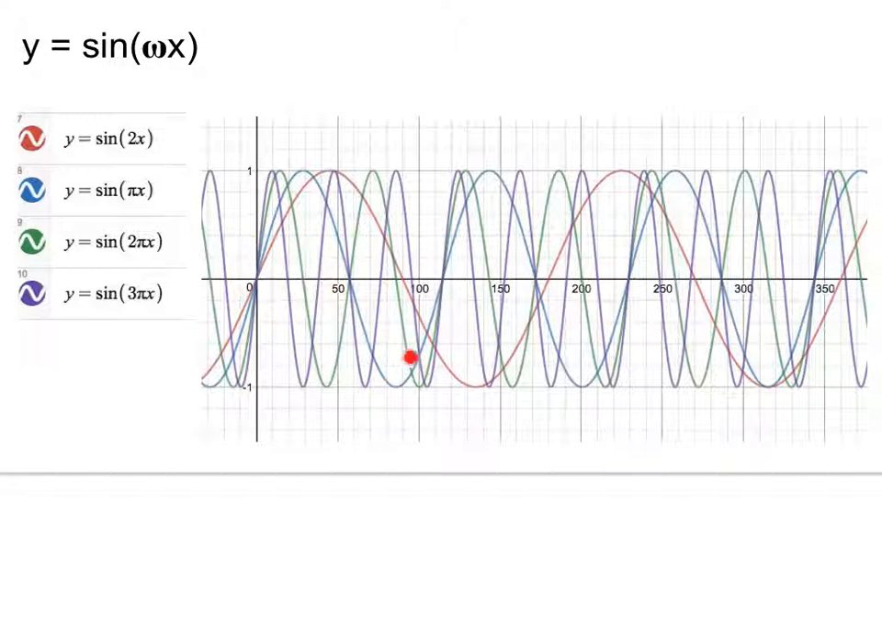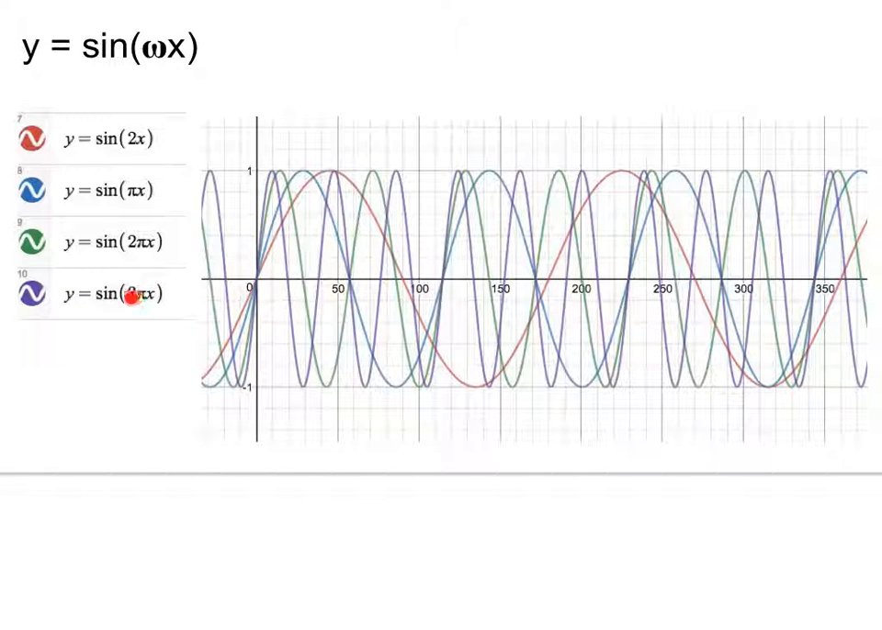Okay, 1, 2, 3. Okay, that's for pi x. 2 pi x, this is the green one. I squished in more. 1, 2, 3, 4, 5, 6.